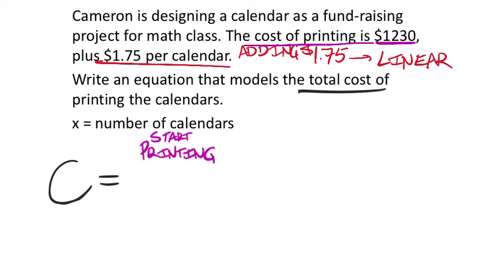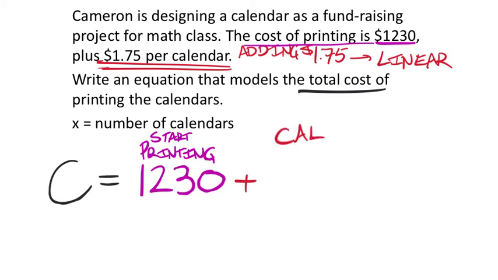So it says right there, it's $1,230. So you're going to start with this amount no matter what. If you go to them and say you wanted this calendar printed, but then say you don't want any calendars printed, they're still going to charge you $1,230 for the printing. But then they say it's going to be $1.75 per calendar. So in addition to that, I've got to add how much I'm going to pay for the calendars. Now, if I only purchase one, right? Well, even if I purchase zero, I wouldn't need to add anything. If I purchased one, it'd be 1.75.